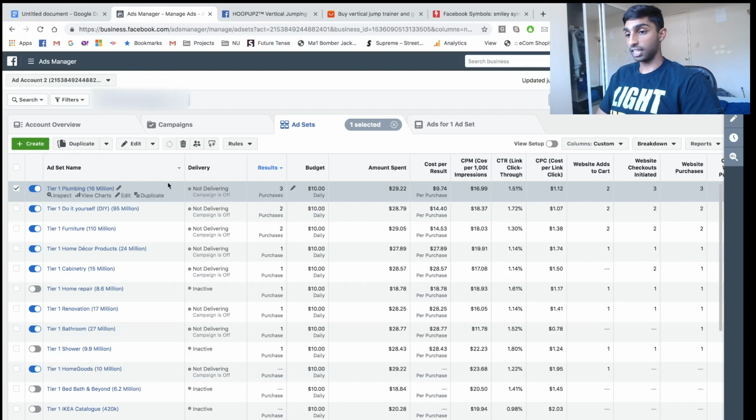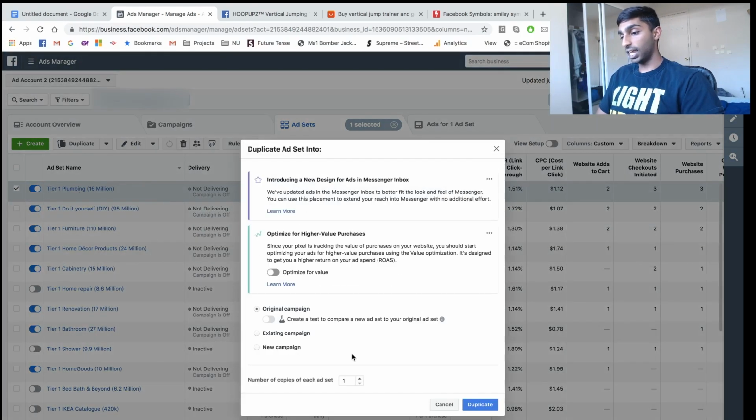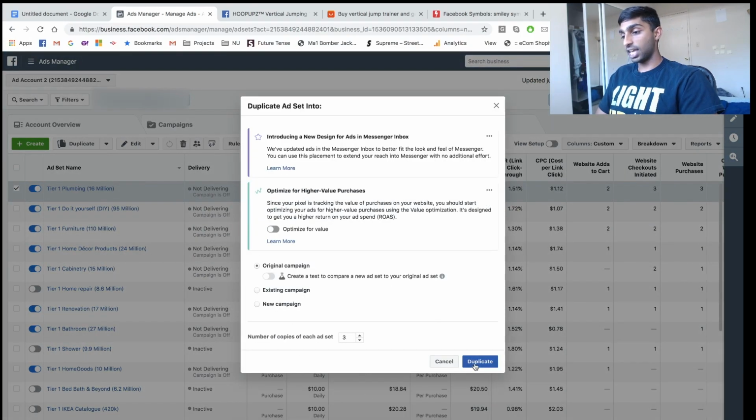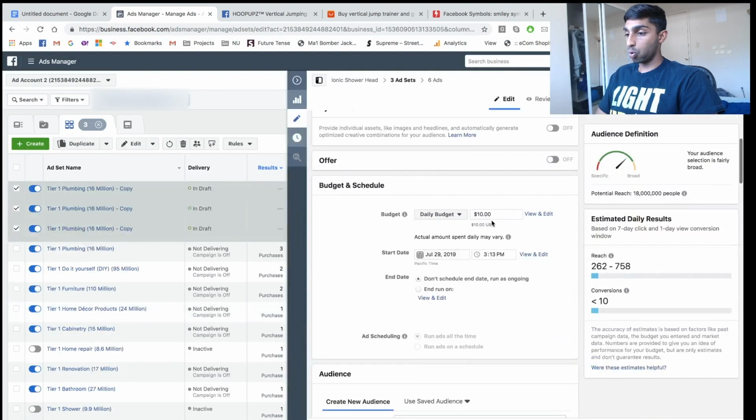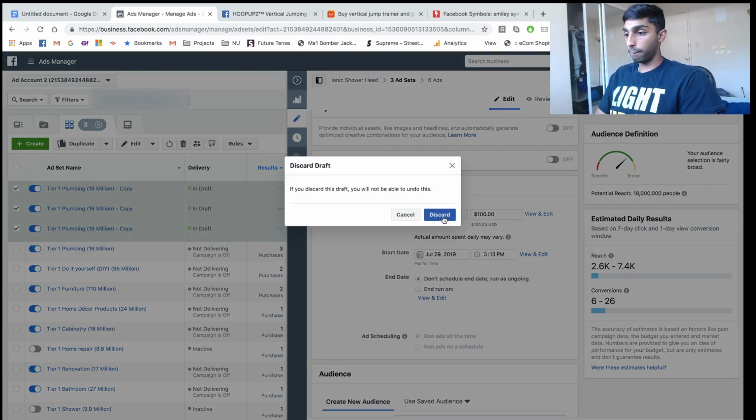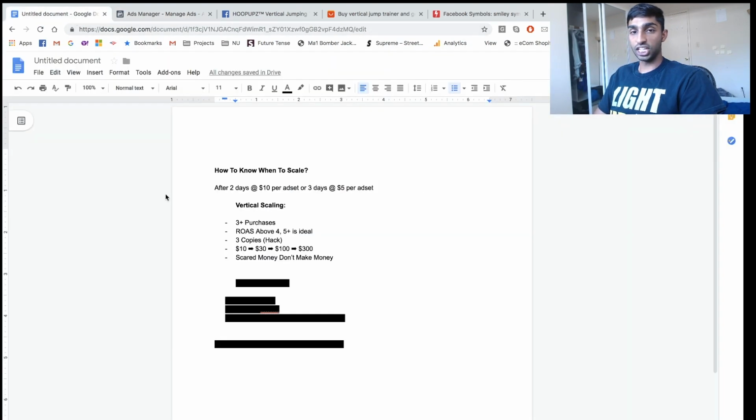Same thing. So I would take that, let's just say this is 30, I would duplicate it, I would make 3 more copies, and I would set the budget to 100. Boom. Just keep increasing the budget. It's a very simple process, but you just rinse and repeat the process.